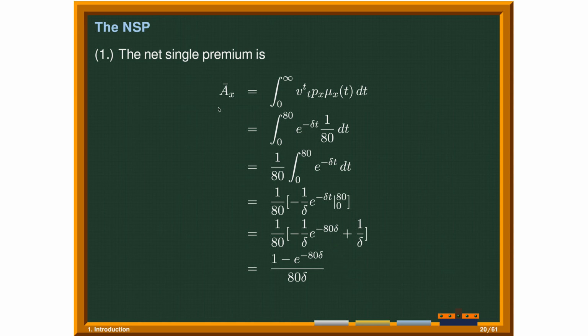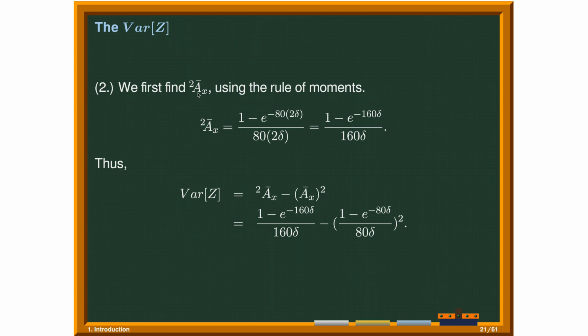To get the variance, the first step is to get the second moment, right? And since we have a benefit of 1 unit and delta is deterministic, we can use the rule of moments to get that. So what we just have to do with the expectation of z is to replace every occurrence of delta by 2 delta, right? And so this would now be the second moment: 1 minus e to the negative 160 delta all over 160 delta. And so the variance is the second moment minus the square of the first moment. So this would be our expression for the variance of z.